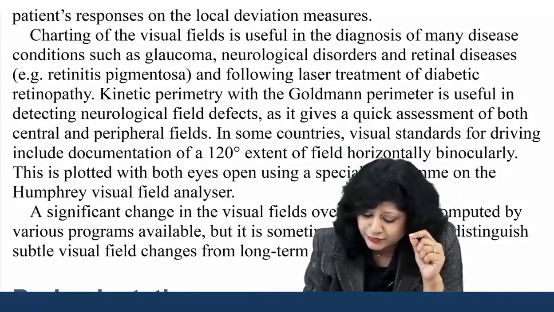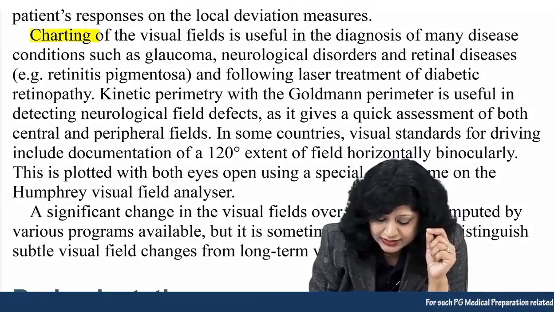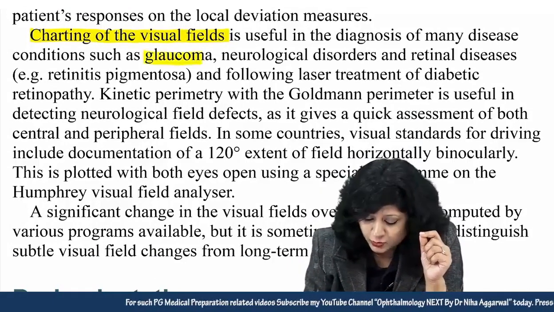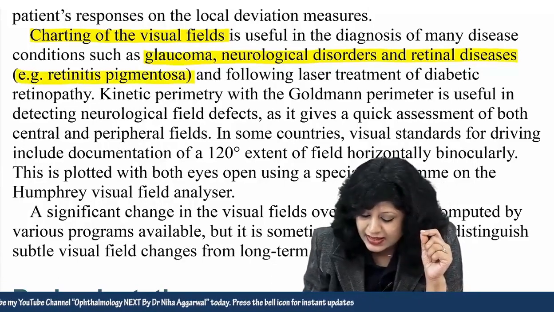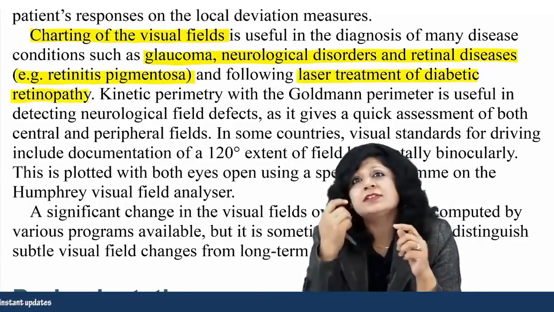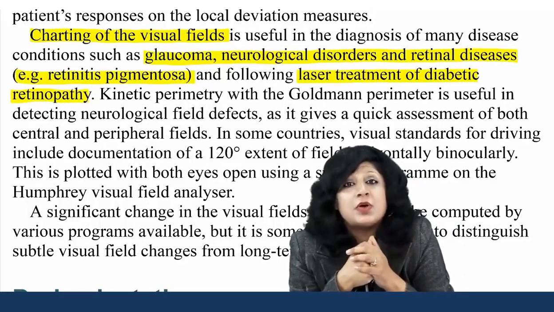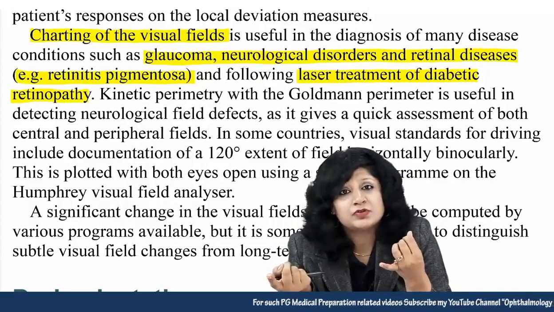Charting of the visual field is useful in the diagnosis of many conditions. So let us see the importance of this visual field examination. It is helpful in glaucoma, neurological disorders, retinal diseases, retinitis pigmentosa, and following the laser treatment of diabetic retinopathy. So we always think about glaucoma whenever we say perimetry, but you have to do it in cases of neurological disorders, because there also you have got the visual field effects.